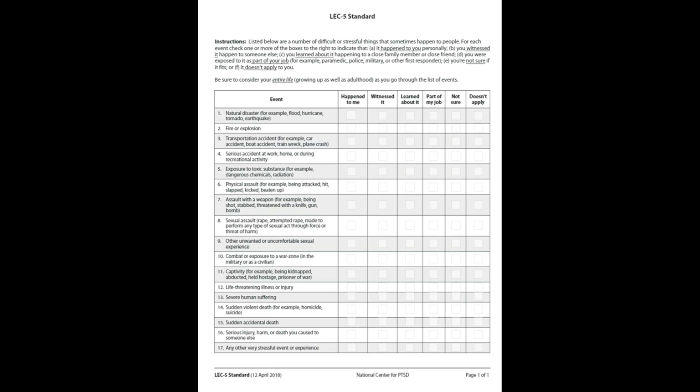The standard version can be self-administered, with the client completing it privately. The client checks at least one box for each event and indicates whether the event applies to them or not, and if so, the nature of the exposure. Did the event happen directly to the client? Did they witness it? Did they learn about it? Did it occur as part of the job? Are they unsure about whether or not the event definitively did or did not occur? And finally, they can check if it does not apply to them.